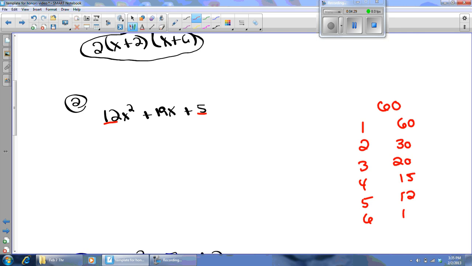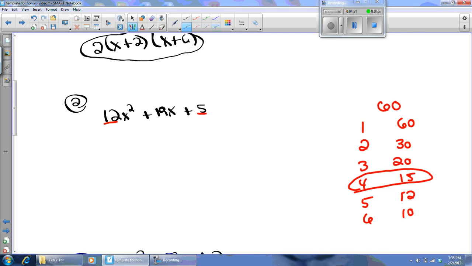6 and 10, 7's not going to go in evenly. 8's not going to go in evenly. 9's not going to go in evenly. There's all my factors. Now, it's a plus in the back, so I'm going to add my two factors to get 19. And look at that, I got a 4 and a 15. That makes 19.